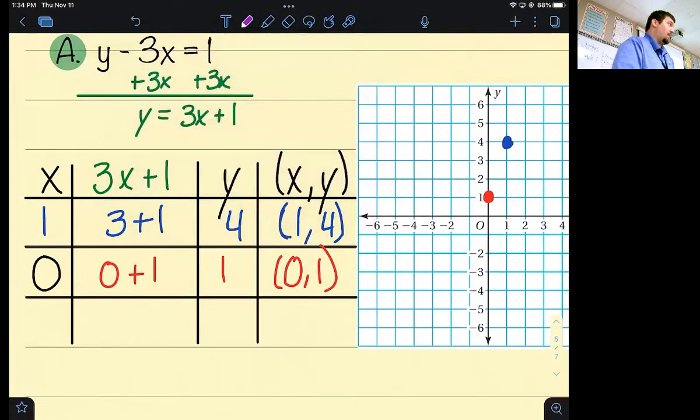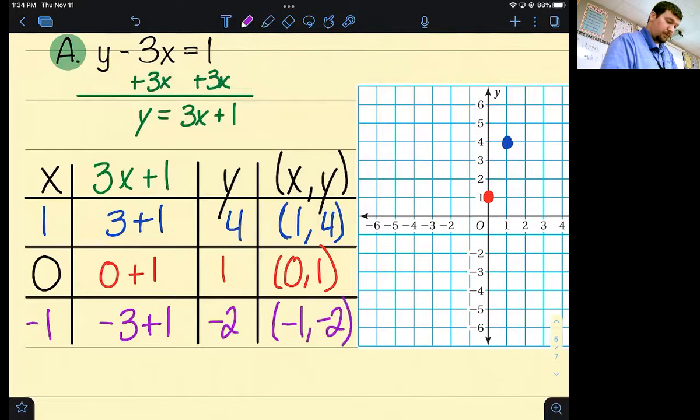And then if you plug in positive 1, it makes sense to plug in negative 1, so you know what's going on the negative side of the x-axis. What's 3 times negative 1? Negative 3. Plus 1? Negative 2. So when you plug in negative 1 for x, you get negative 2 for y. Put that right there. It's linear. We knew it was going to be linear because it's able to be written in that form. And so we graph this.